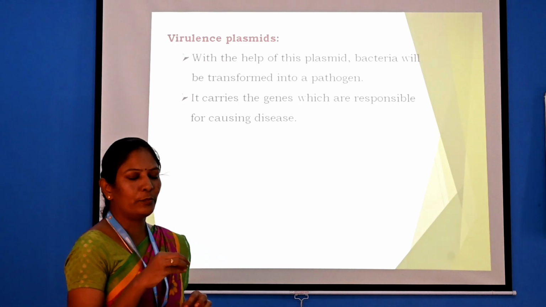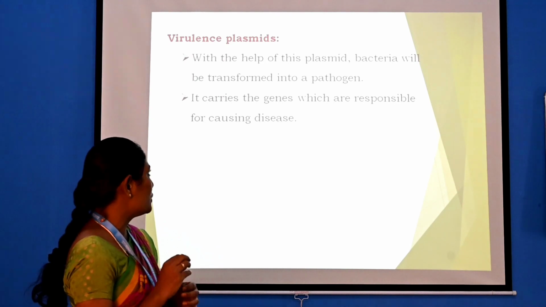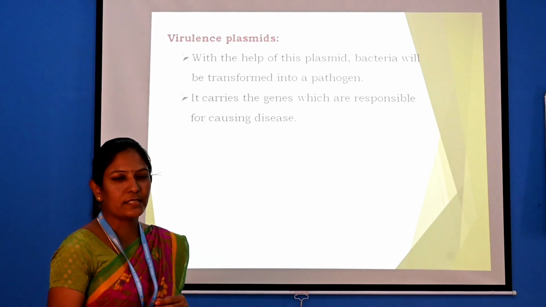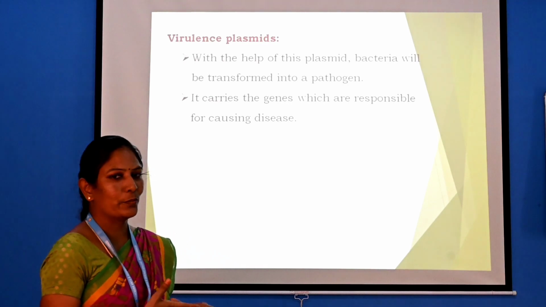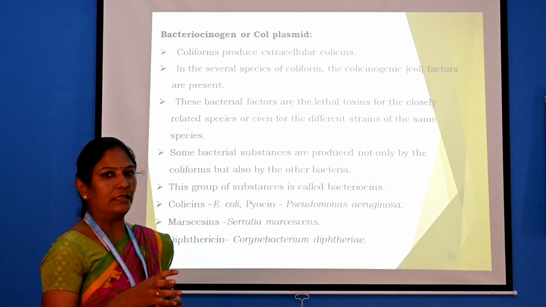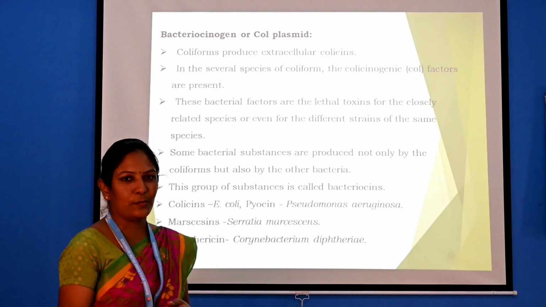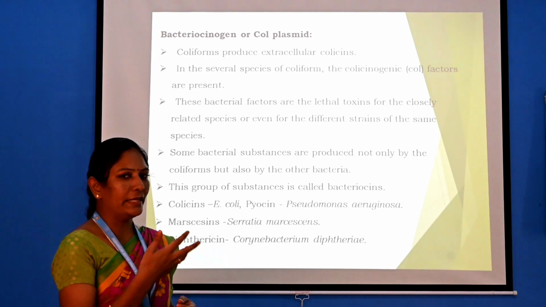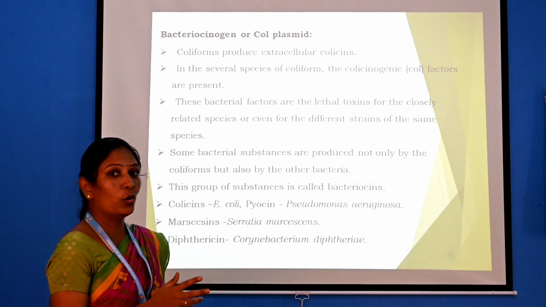Otherwise, it may be a beneficial bacteria. It carries the genes which are responsible for causing diseases to host cells like plants, animals, and human beings also. So in the virulence category, the substances which will be produced by the plasmid or the bacteria can be categorized into two. One is bacteriocinogen and the second one is col plasmid.